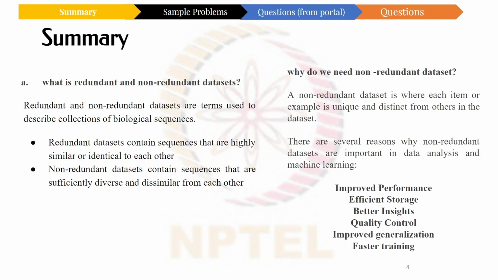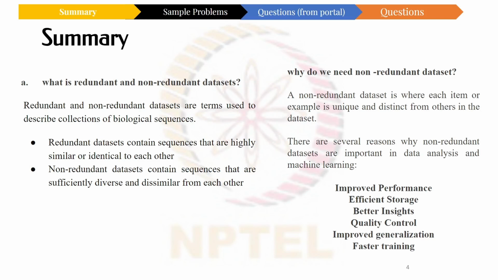Non-redundant datasets often lead to improved performance in data analysis and machine learning tasks. Redundant data can introduce bias and skew results, whereas a non-redundant dataset provides a more balanced representation of the underlying data distribution, leading to more accurate prediction models.